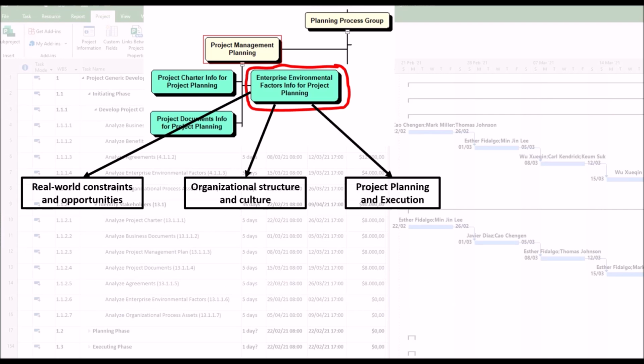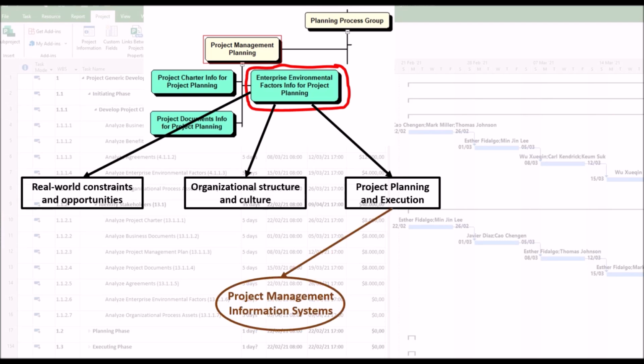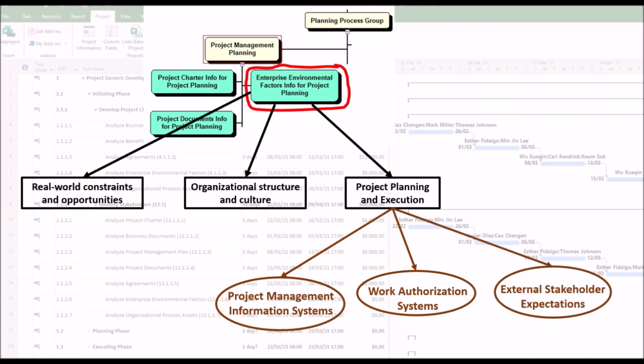3. Affects project planning and execution approaches. Project management information systems, such as tools like Jira, MS Project, or ERP systems. Established work authorization systems, such as how tasks are approved. External stakeholder expectations, such as client demands, vendor capabilities. As an impact, the plan must leverage available tools and workflows to ensure efficiency.